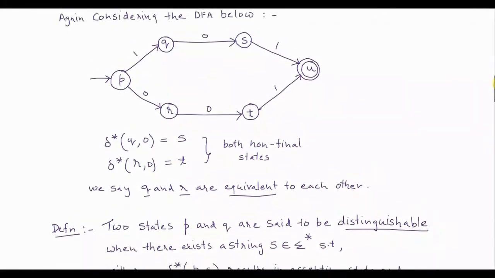Now while solving the problem, you will see that equivalence can also be denoted this way. For example, Q and R are both non-final states, so I can say both are equivalent. Similarly, S and T are both non-final states, so they are equivalent. That way also the result can be stated.